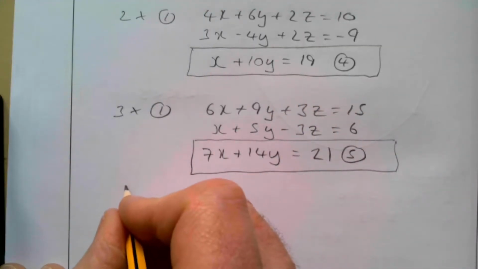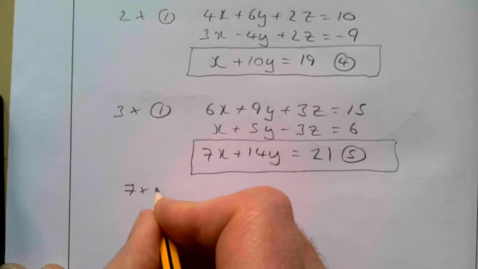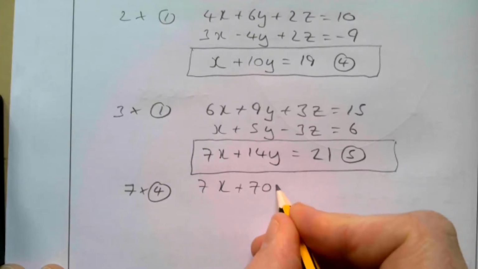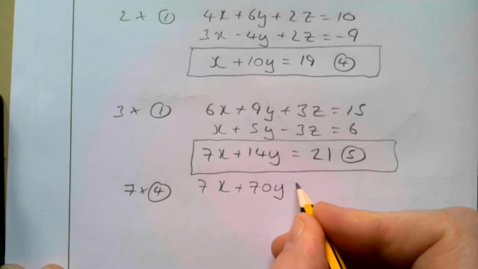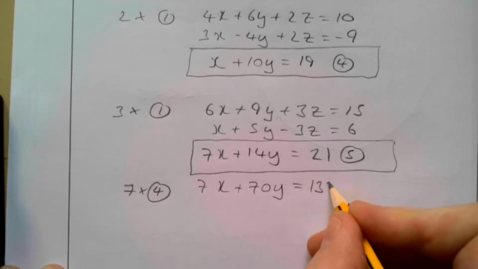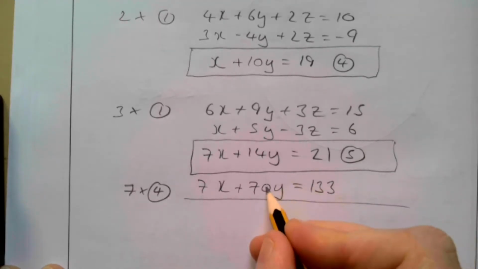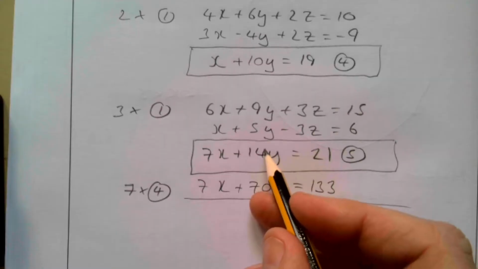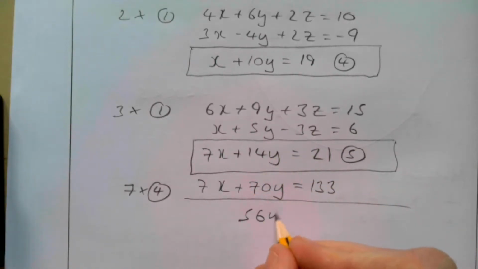So if I go for 7 times number 4, that will give me 7x plus 70y equals 19 times 7. I should know that. 133. And then I'm going to do this one, take away this one. I should possibly have written that out below, but that's okay. So this subtract this is of course 56y, and that gives me then 112, and I get a value of y equals 2.